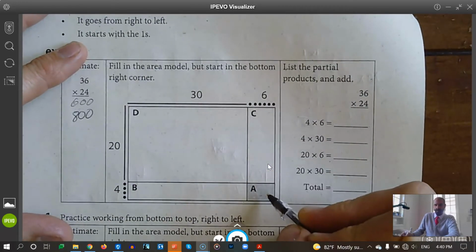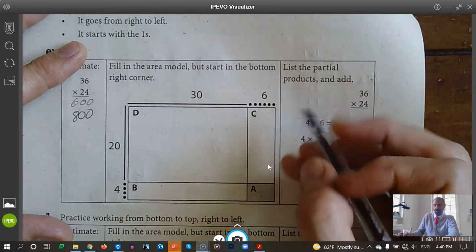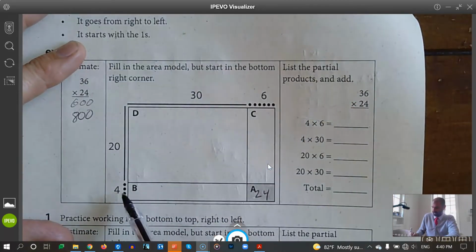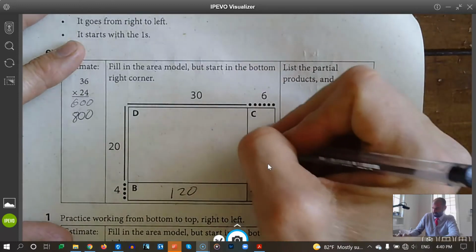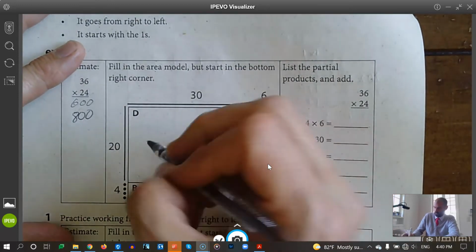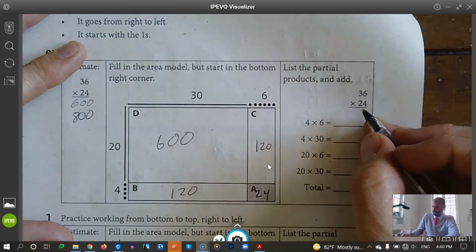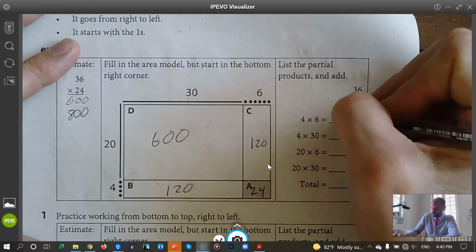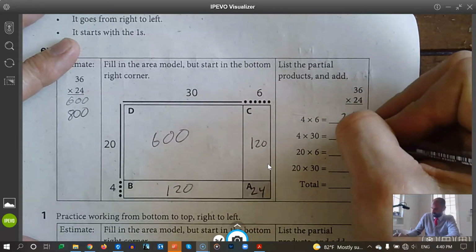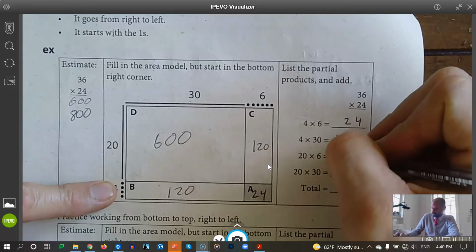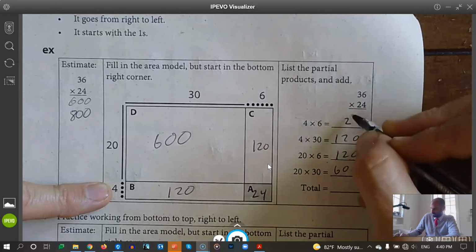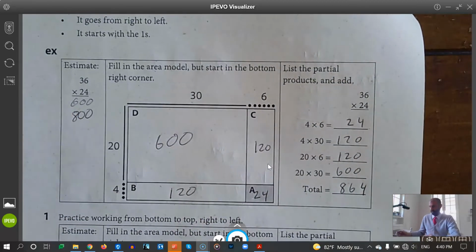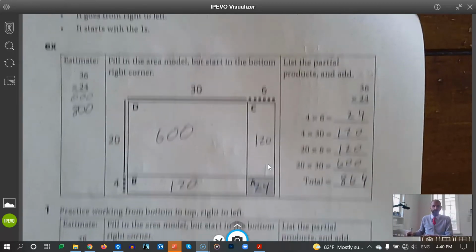We are supposed to start with A. So this is 4 times 6 is 24. Then we go 4 times 30 is 120. 20 times 6 is 120. And 20 times 30 is 600. We put the partial products over here. So 4 times 6, we've done that, 24. 4 times 30 is 120. 120 again. And 600. And then we add those together to get 864, which is right around our estimate. 800 looks pretty good. So that's what you're supposed to do.